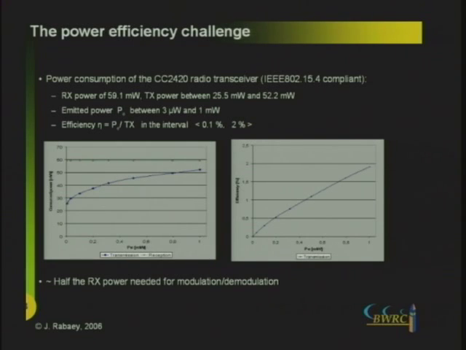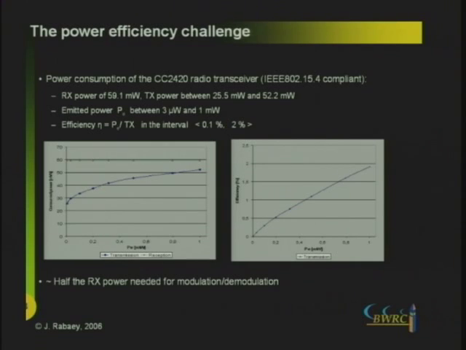Now, if you look at this particular chip, the Chipcon radio, what I plot here is the power dissipation. This is the received power dissipation, about 60 milliwatts. And this is the transmit power, depending upon the data rate and the distance of the transmission. As you can see, the transmit power varies from about 3 microwatts to about 1 milliwatt. 1 milliwatt gives you 10 meters of distance approximately, maybe 20. 3 microwatts would be for distances which are very close to each other.